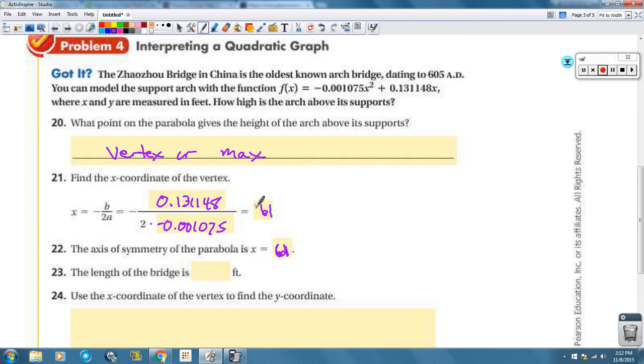So we're going to do negative 0.001075 times 61 squared plus 0.131148 times 61 again. What did I miss?